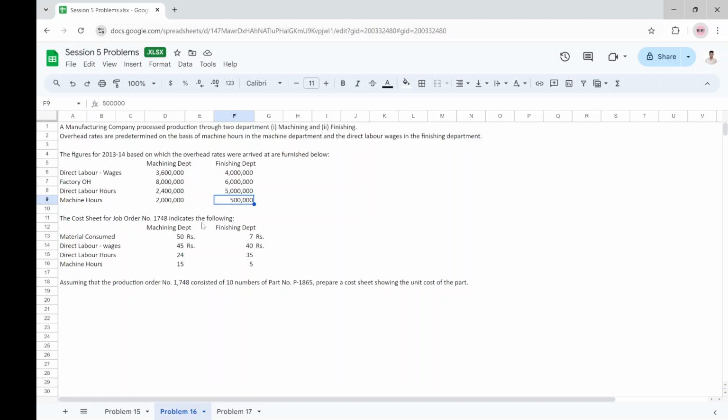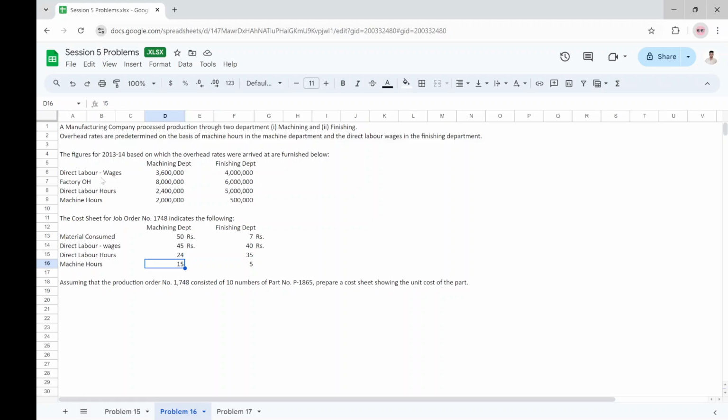Now what we have to do is the cost sheet for the job. It indicates material consumed is 50, direct labor wages is 45, direct labor hours is 24, machine hours is 15. The finishing department is similar. Assuming the production order consisted of 10 parts, prepare a cost sheet showing the unit cost for the part.